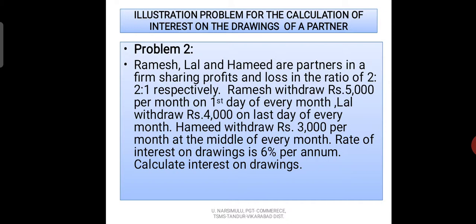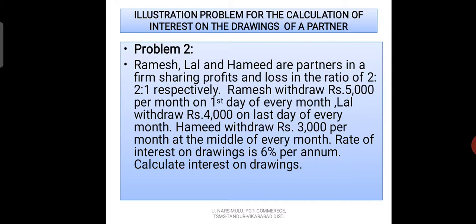One partner withdrew the money on the first day of every month. Another partner withdraws money for his personal use on the last day of every month. This is the second situation. Come to third situation, that is Hamid withdrew rupees 3000 per month in the middle of every month.